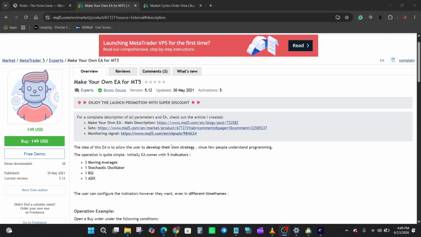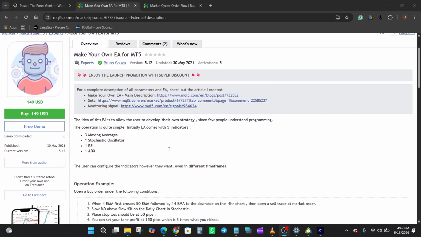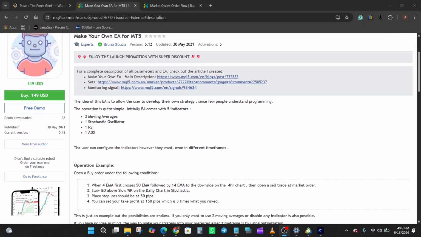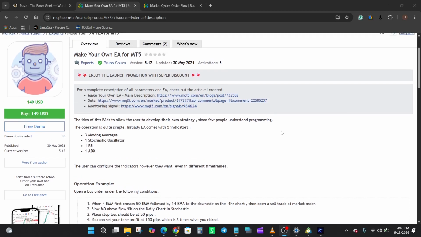As I scroll through the description, the developer explains that the goal of this EA is to allow users to build customized trading strategies by combining different indicators and conditions. There are also links provided for a more detailed parameter guide, strategy sets, a monitoring signal, and a community group where users can share settings and optimization results.